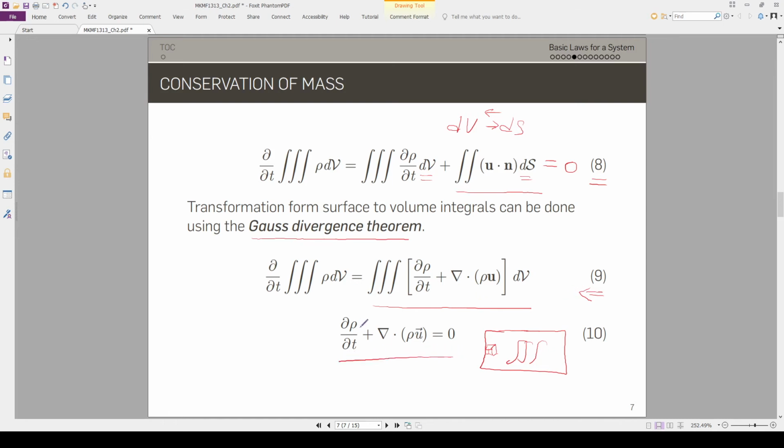which gives us the conservation of mass, or continuity equation, which can be written as del rho over del t plus the divergence of rho u equal to 0. For your first assignment, I would like you to expand equation number 10 and look at how this equation will look when you expand it, especially the second term in this equation.